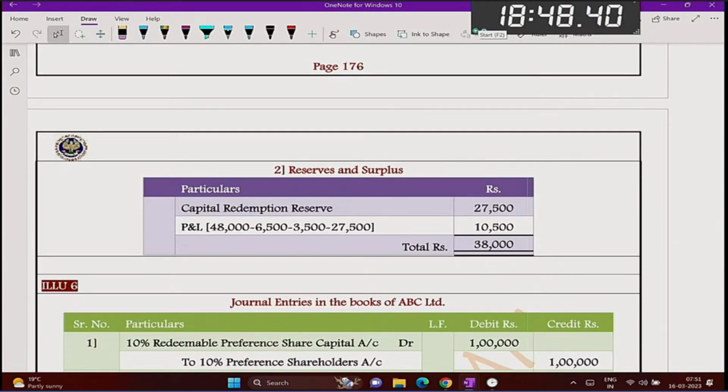Uma Maheshwari ji, I already explained that whenever you are redeeming preference shares, to maintain your capital structure you always consider face value.